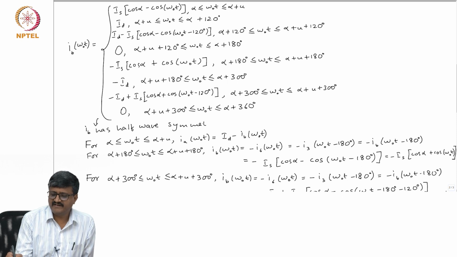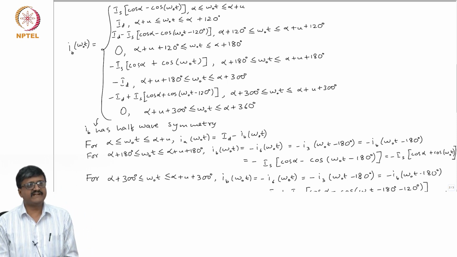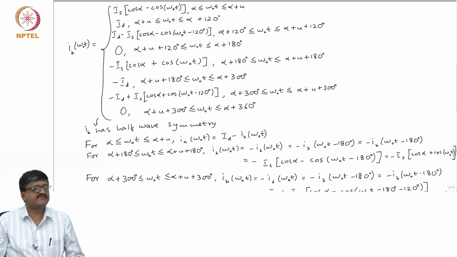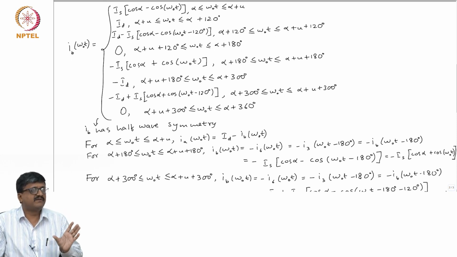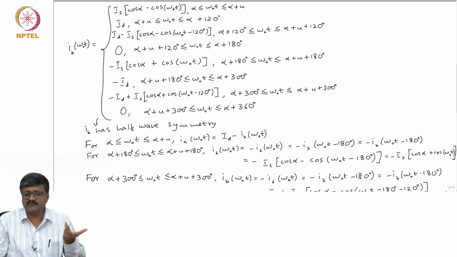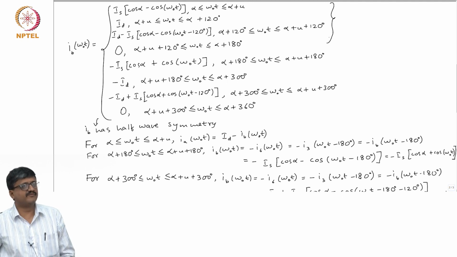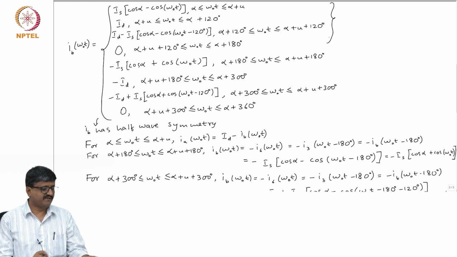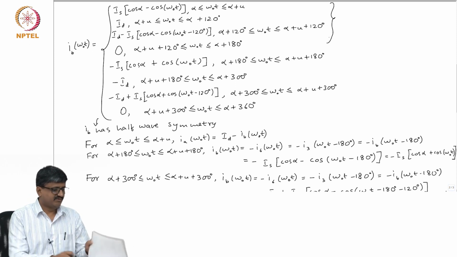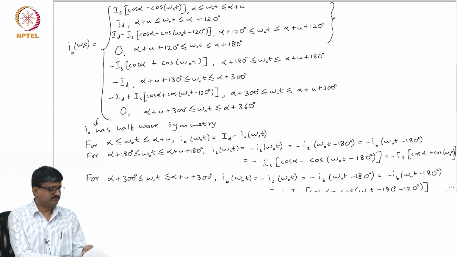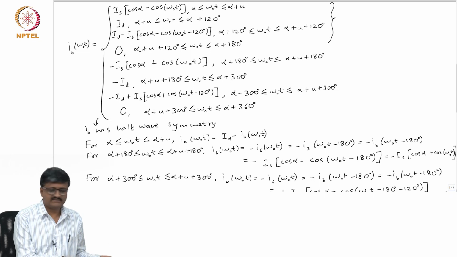So, what does that mean? I need not use the entire expression from alpha to alpha plus 360. I can just use the expressions applicable to one half of the cycle, say alpha to alpha plus 180, that is sufficient. So, I can just use, say for example, these 4 expressions, do Fourier analysis and get the RMS value of the fundamental as well as harmonics. So, I will leave that to you. So, I will give the answer.